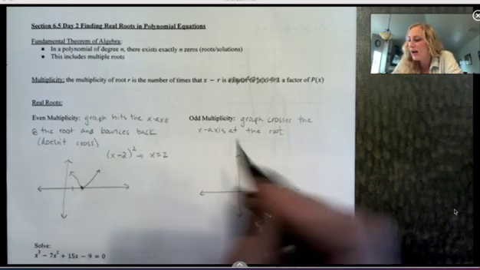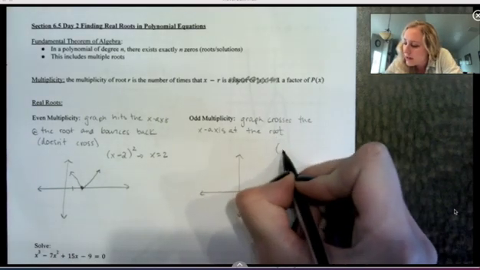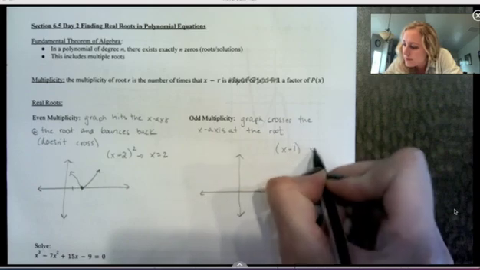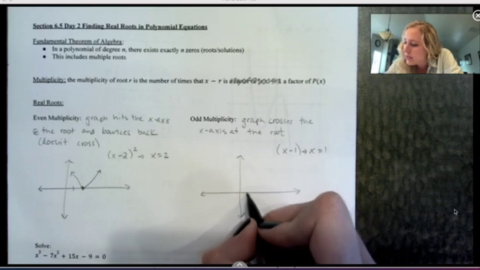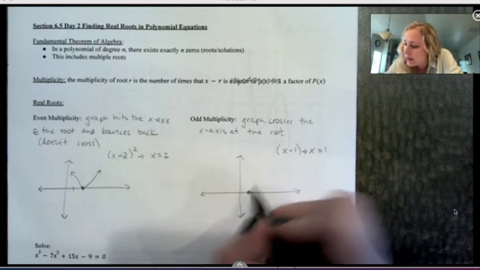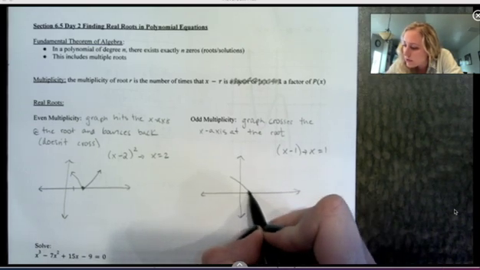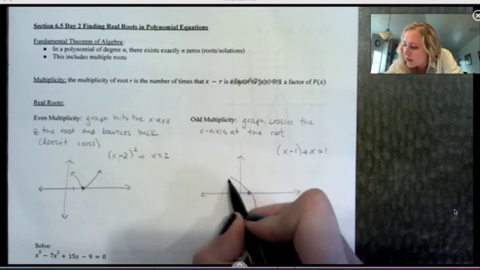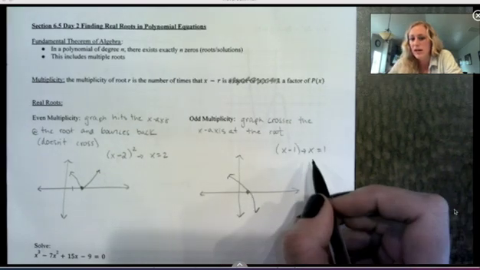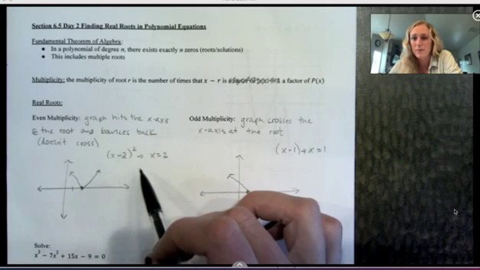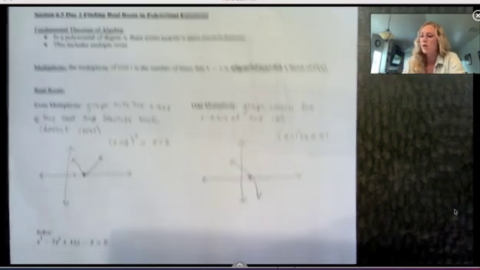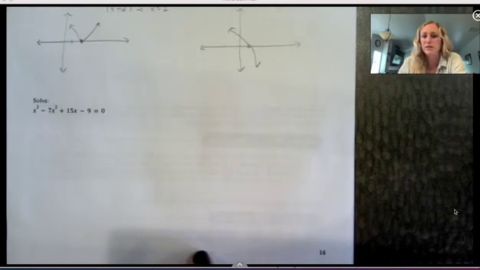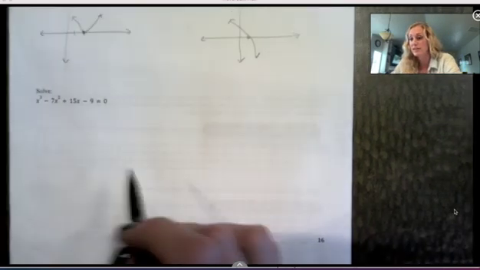If it's odd, so if it's something like this, in factored form, I have x minus 1, then at 1, the graph is going to cross. So it's going to cross at 1. So even multiplicity, it bounces. Odd multiplicity, it crosses.